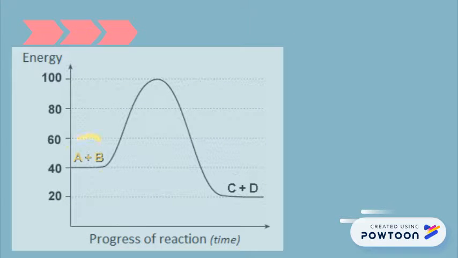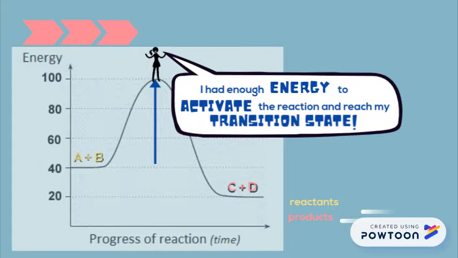The energy required for successful collisions to occur is known as the activation energy, because it will activate the reaction. Reactants must first pass through a transition state before they are formed into products.